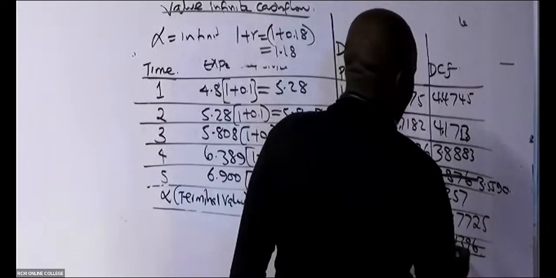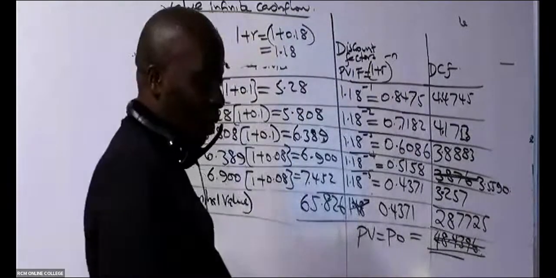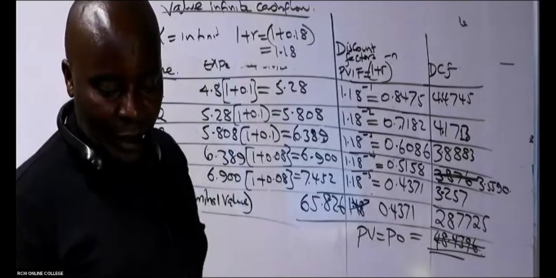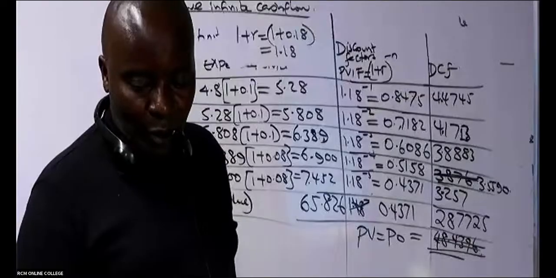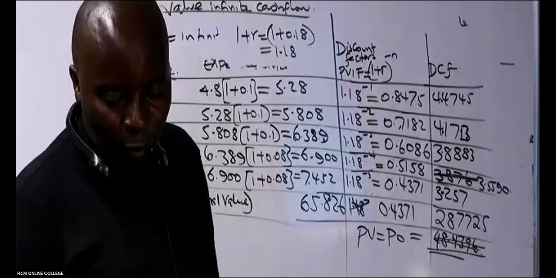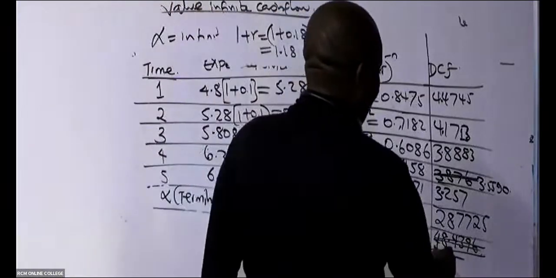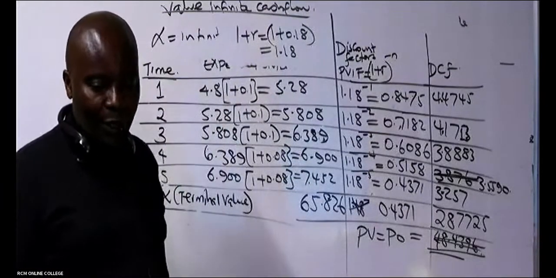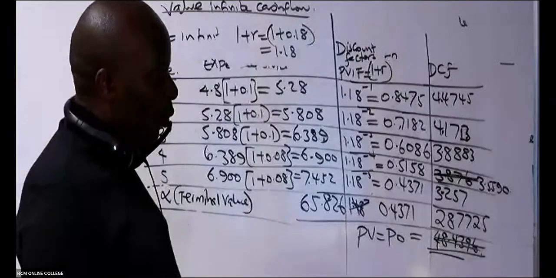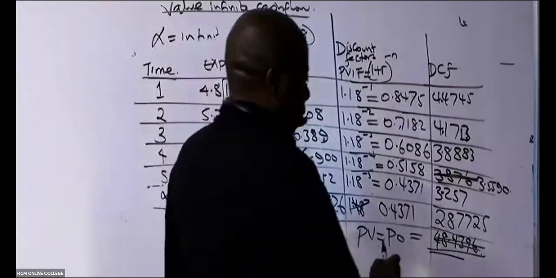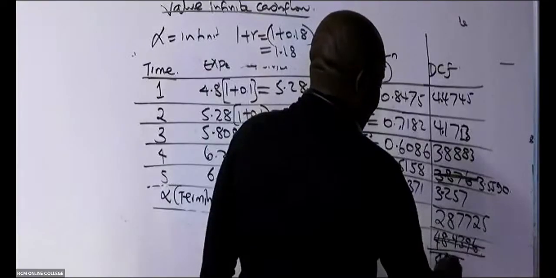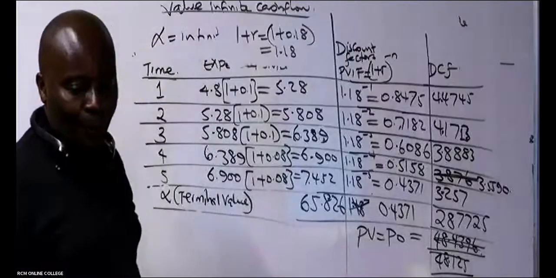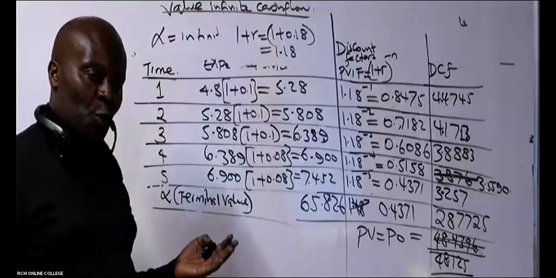Can you kindly give me this figure here? PO will be equal to who at the end of the day? 42.1229. Can it be 42 from 48? I doubt. 48.125, eh? It can't be 42. Just add properly. 48.125, like that.